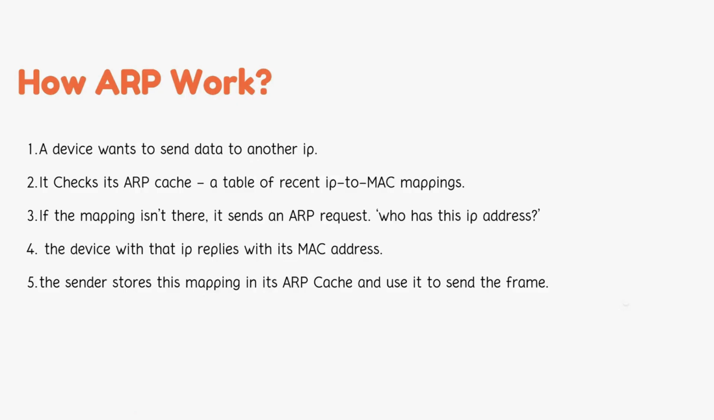Let's understand how ARP works. So first, a device wants to send data to another IP. Here is a scenario: a device wants to send data to another IP. First, it will check the ARP cache.